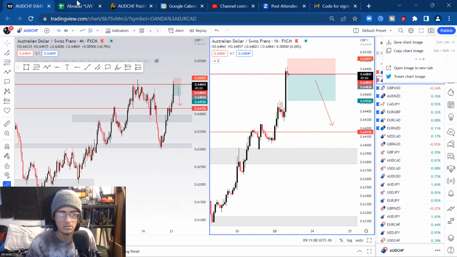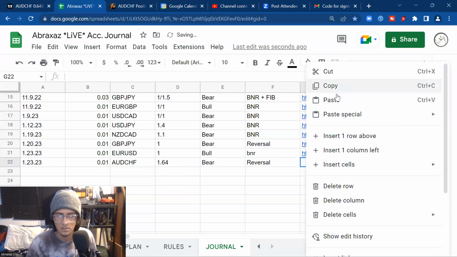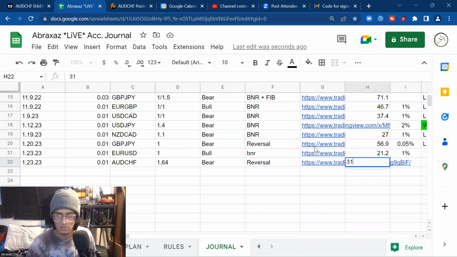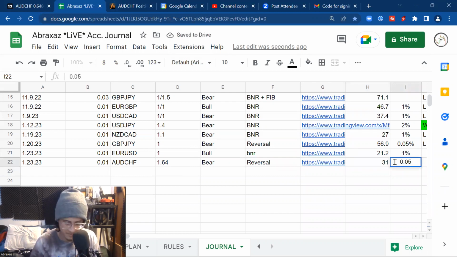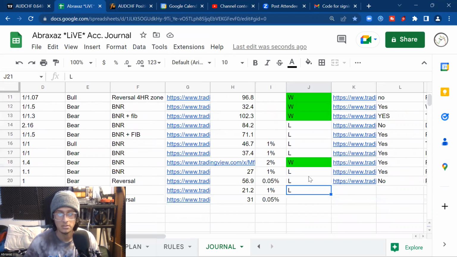Right. Copy a link to the chart image. AUDCHF potential pips is about 31. And this wasn't even 1%, so I'm just gonna put 0.5%, because every time I go on the position calculator and it shows zero, I just put 0.05% because it's not even capable of showing that. So basically took a loss right there, partial loss.